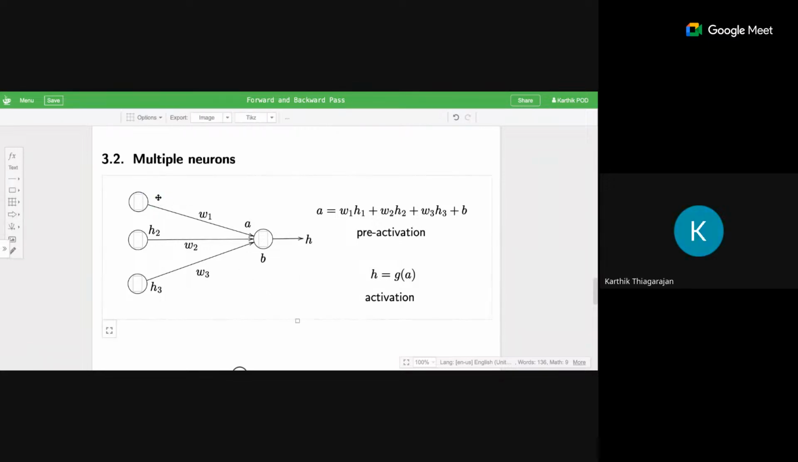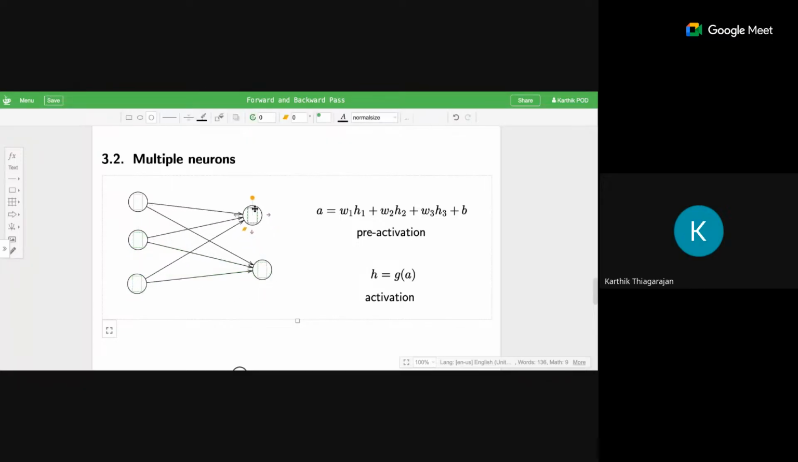Okay, so now what we'll do is we will get rid of this and add maybe just one more neuron and add these connections also. So how many connections do you have in total?